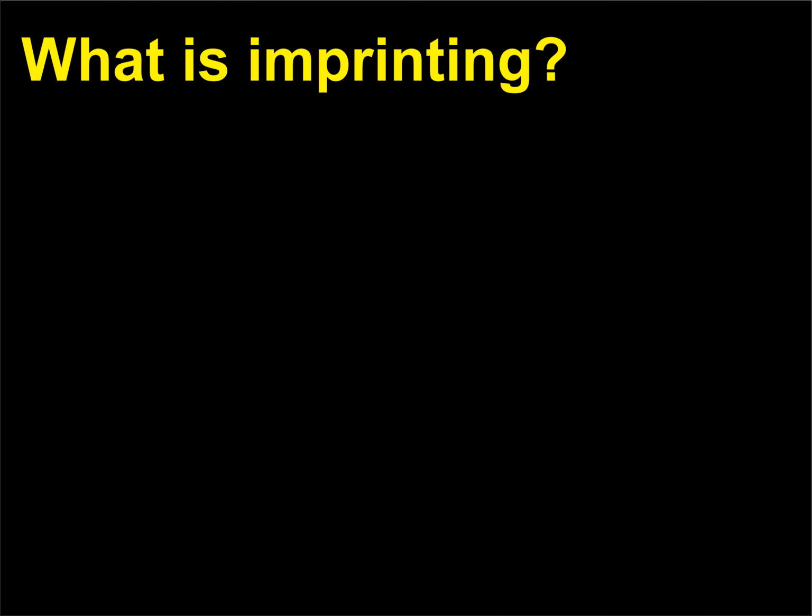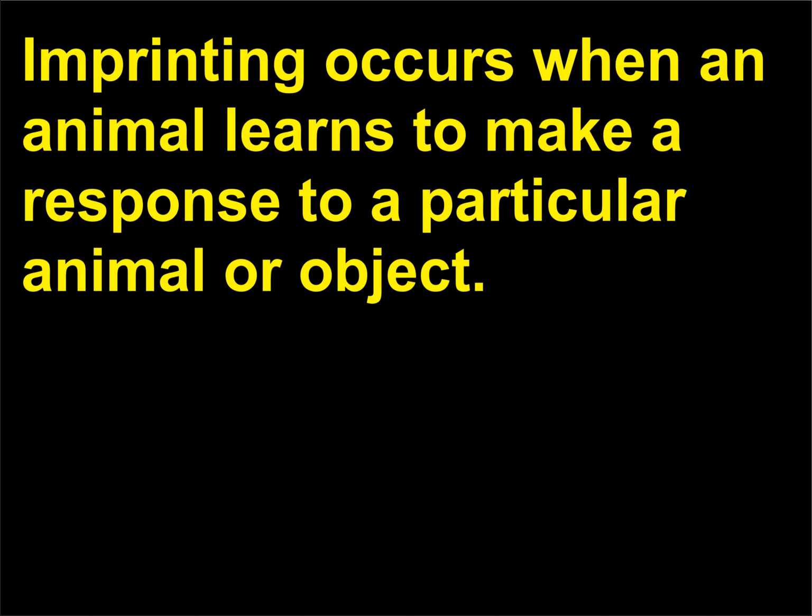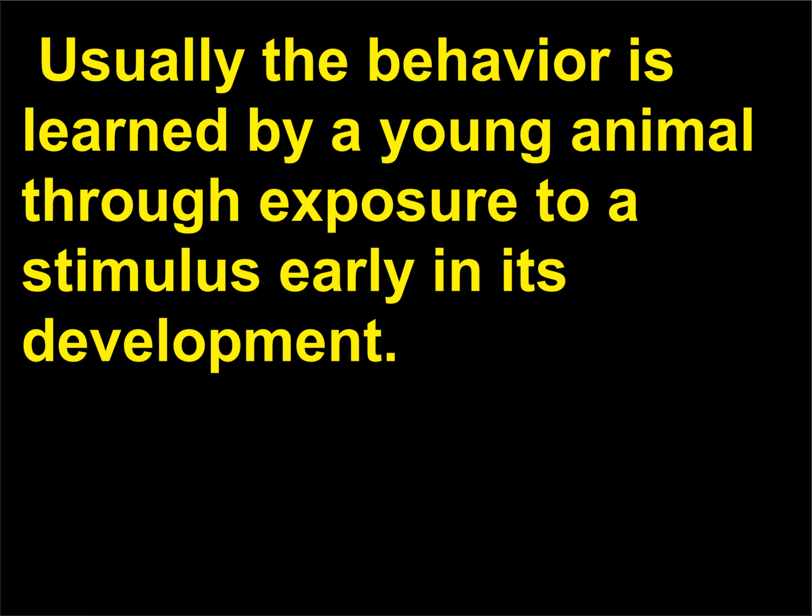What is imprinting? Imprinting occurs when an animal learns to make a response to a particular animal or object. Usually the behavior is learned by a young animal through exposure to a stimulus early in its development.